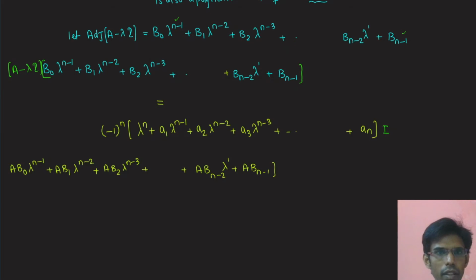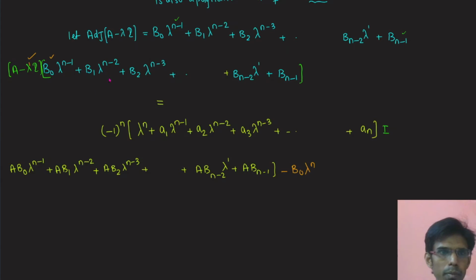Next I am going to multiply this minus lambda I to the terms of this polynomial. So this term with this term will give me minus, I'll get minus sign. So lambda I into b naught will be I into b naught will be b naught only, right? Lambda, here we have lambda power 1 into lambda power n minus 1 will give me lambda power of n.